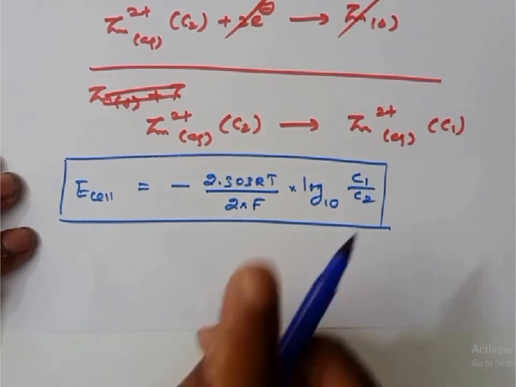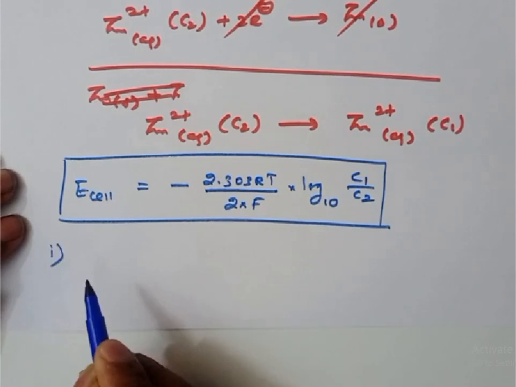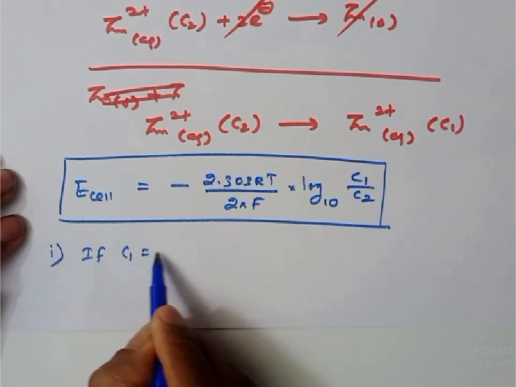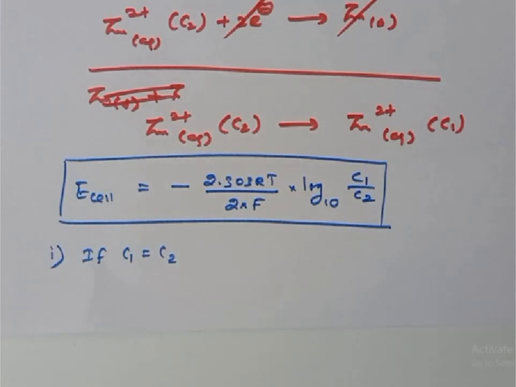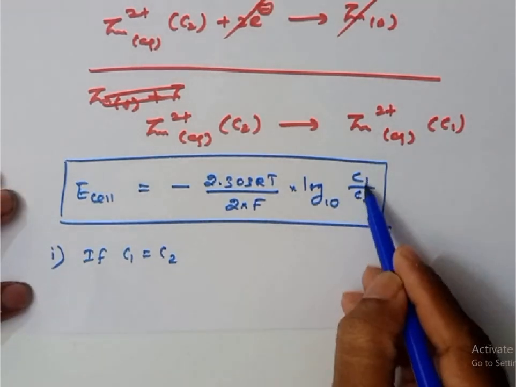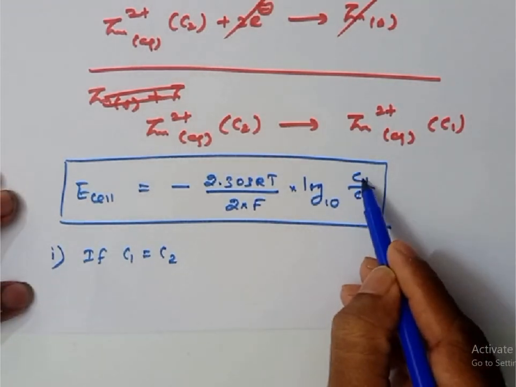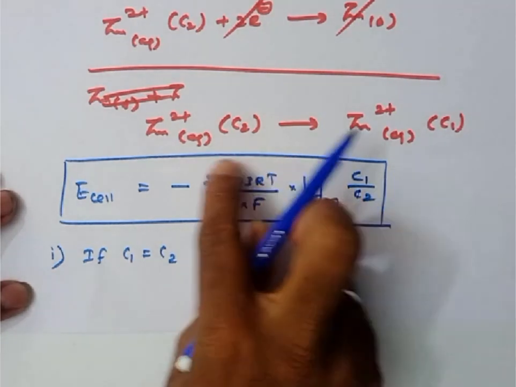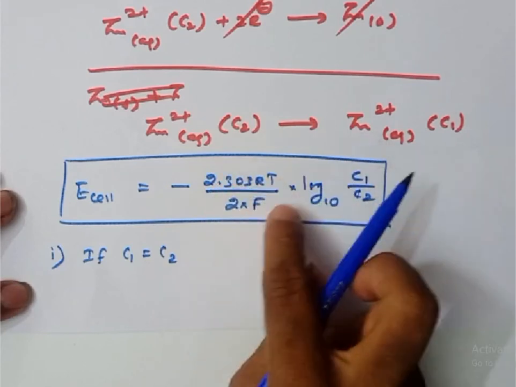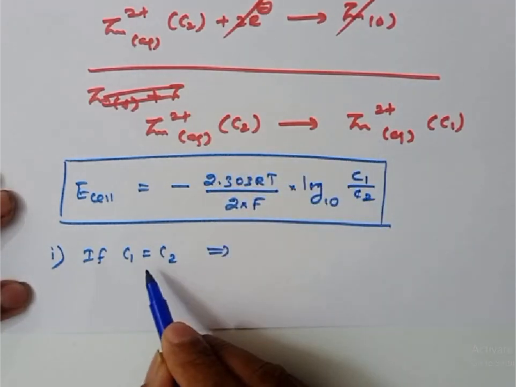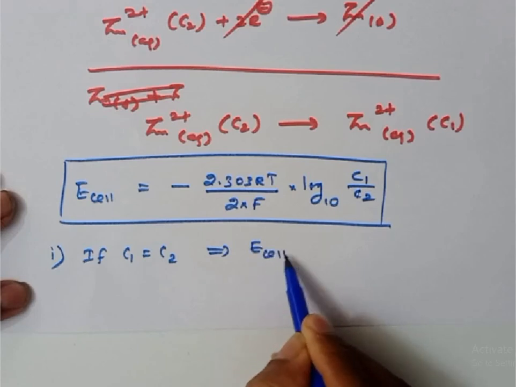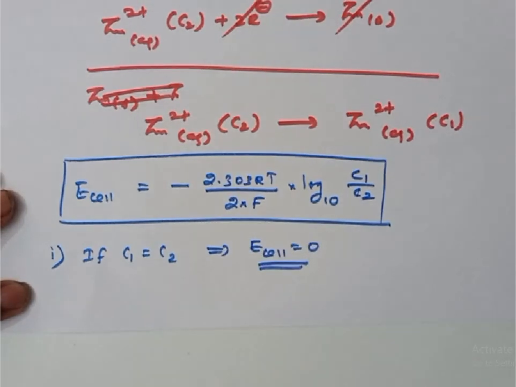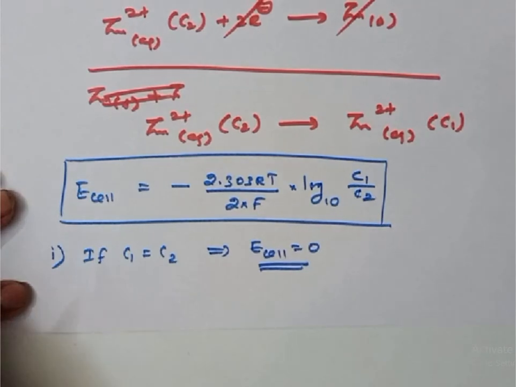Okay, student, let me ask one question. What happens if C1 and C2 are equal? Can anyone tell me the answer? 0, sir. Yes, if C1 and C2 are equal, you'll get 1 here, if you cancel C1 and C2. Log 1 value is 0. If this is 0, then everything becomes 0, because you are going to multiply. So if C1 and C2 are equal, then cell potential also becomes 0. Not only E naught cell, even cell potential becomes 0.